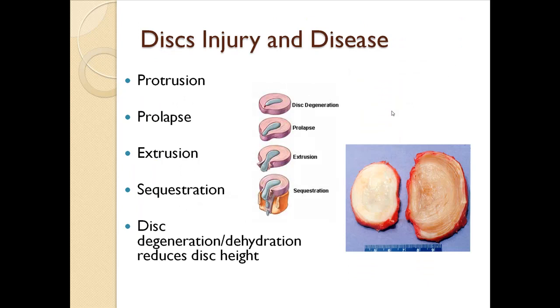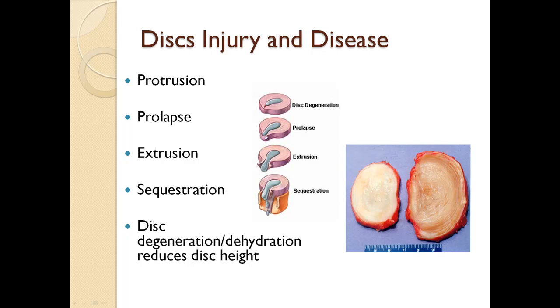The disc is prone to injury and disease. There are different types of injuries we can see within the disc. We can see a small disc bulge or a small disc protrusion, as we see here. We can see a prolapse where the nucleus has split through the annulus, or it's got as far as the outer annulus, and that's causing a significant disc bulge.